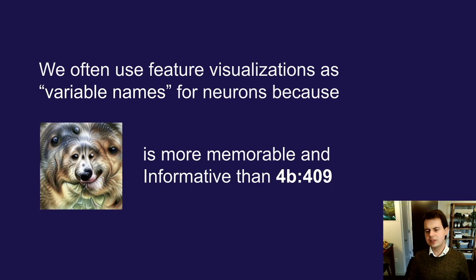Now, often in this talk and in other work, we use feature visualizations as a placeholder for neurons, as a variable name for neurons. The reason we do that is that looking at a neuron, 4B409, just isn't very memorable. It's hard to remember what 4B409 is. But a feature visualization like this is very memorable and very suggestive of what the underlying feature is. And so we often use them like variable names. We don't mean to say that the feature visualization tells us everything about a neuron. It's just a really good placeholder for thinking about that neuron.